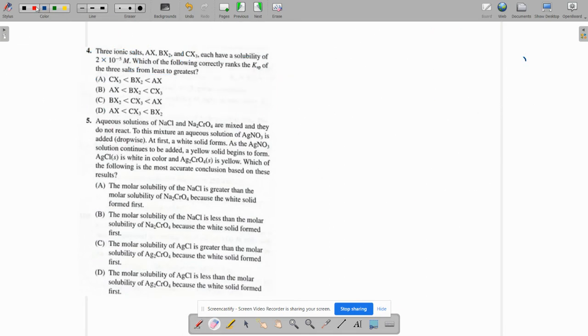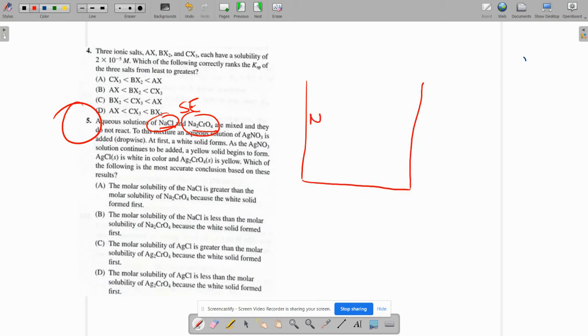Okay, so let's see. Number 5. It says aqueous solutions of sodium chloride and sodium chromate. By the way, these are both strong electrolytes, meaning that they dissociate 100%, are mixed and they do not react. So we basically have this big beaker, and you've got all these Na pluses and Cl minuses, and then you also have some more sodiums and then some chromates. Of course there'd be a lot more of these ions, but you get the idea. They do not react.